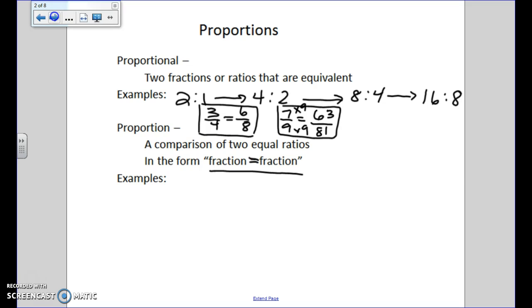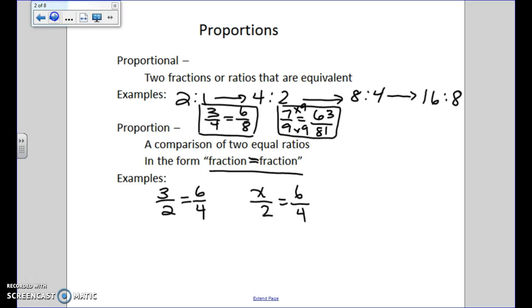And so again, a proportion might be 3/2 equals 6/4. That is a proportion. It is modeling a proportional relationship. But today we're going to have what we call proportions with an unknown. So we might have x over 2 equals 6/4. Okay, and so this is called a proportion. We're going to learn some specific strategies to solve proportions.